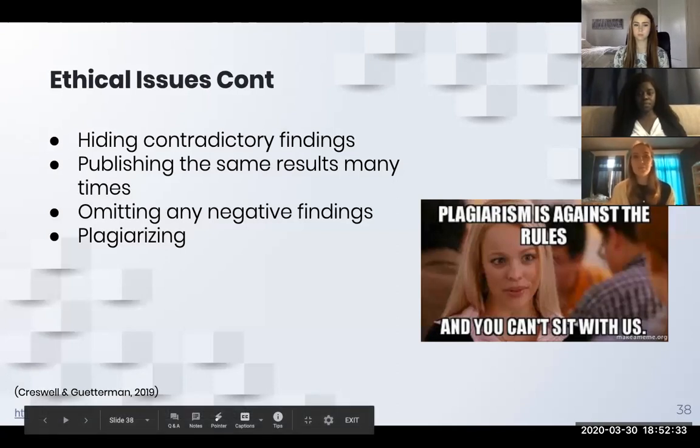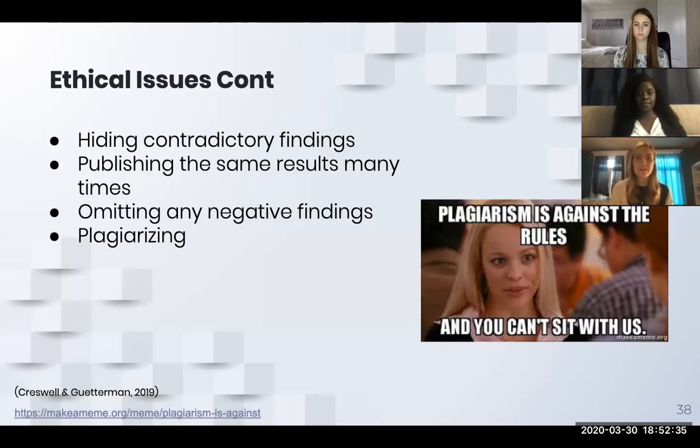Okay, and these ones are pretty straightforward, but I still think they're worth mentioning. Obviously we don't want to hide any contradictory findings or things that don't necessarily align with our hypothesis. While I understand how it can be disappointing if that's not what you were hoping for, you need to be honest about it and make sure that you are sharing your findings, because if you do hide them, that could definitely alter the results and the patterns. Publishing the same results twice is something that we want to avoid because it's not very ethical. And like I said earlier, with hiding contradictory findings, don't omit any negative findings.